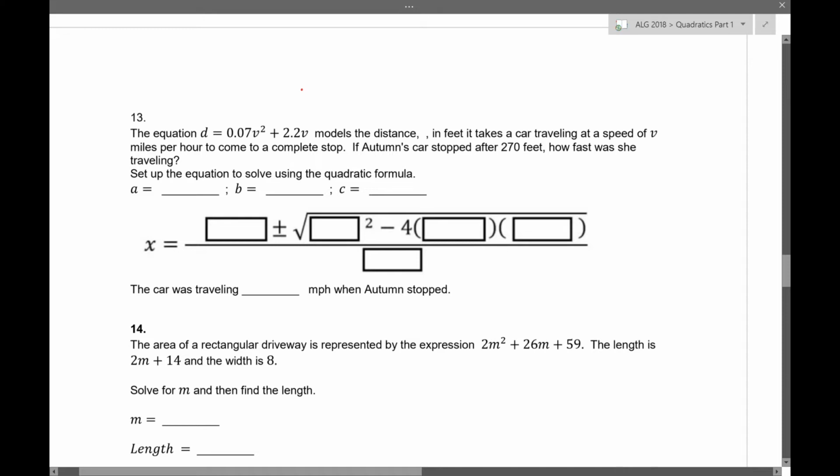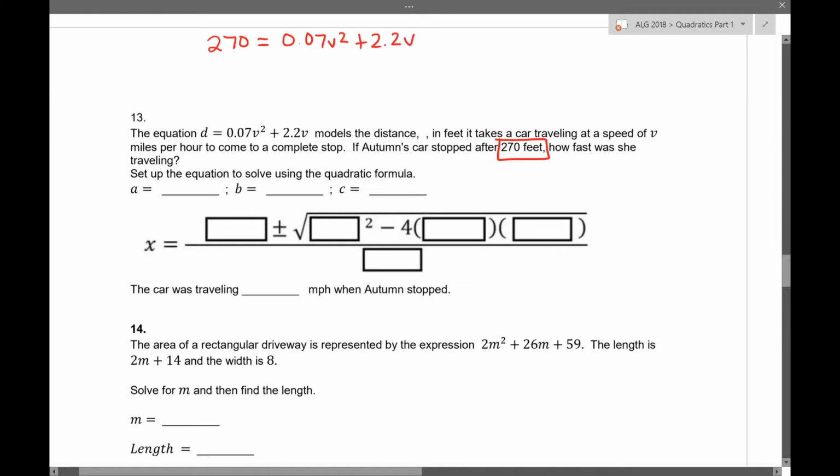All right. The equation d equals 0.07 v squared plus 2.2 v models the distance, in feet, it takes a car traveling at a speed of v miles per hour to come to a complete stop. If Autumn's car stopped after 270 feet, how fast was she traveling? Okay, so first of all, we have the distance. How far did she travel? Well, she traveled 270 feet. So I know that the distance is 270. That's going to be equal to my formula, 0.07 v squared plus 2.2 v.